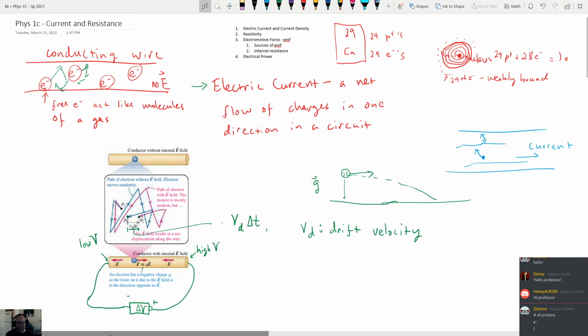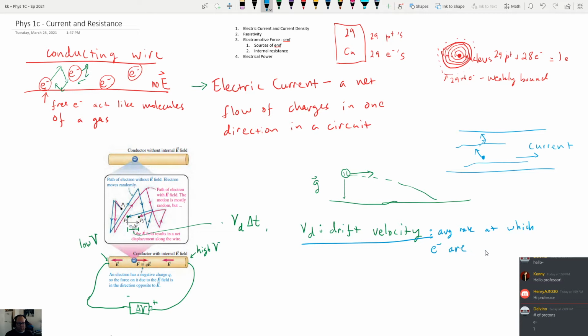Now, I don't know how important it is to understand this, but it is going to be important to understanding what this thing is. Because when we talk about drift velocity, this is basically the average rate at which the electrons are flowing. Now, an individual electron is not going to have this speed. It's the average speed of the collection of all of the particles, right? That's the idea of what it is.